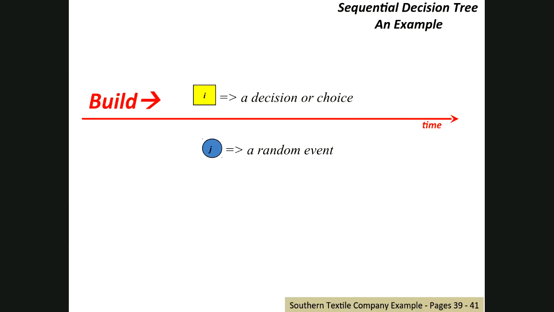All right, so let's look at a new problem. And this problem is out of the textbook, and it's the Southern Textile Company example on pages 39 to 41, so you could follow this along in the textbook and read about it. And again, we're going to build this decision tree as a sequence of decisions, and sometimes you'll see this process written as the sequential decision tree, because it allows you to analyze multiple decisions that come back to back over time. So let's look at this problem.